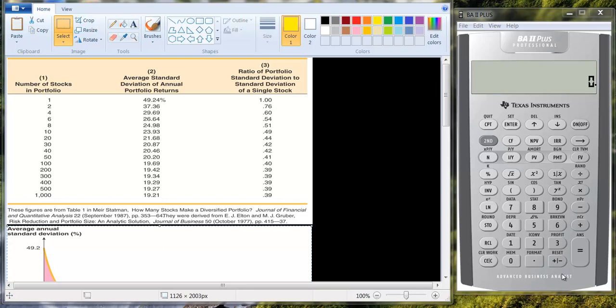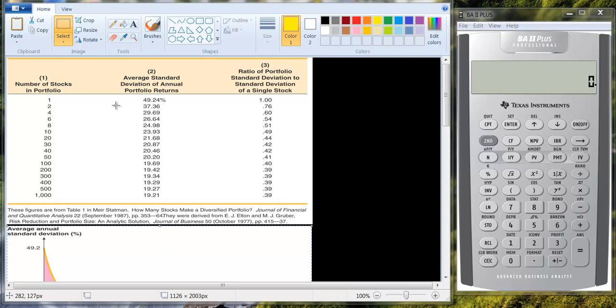I want to talk about the components of risk that make up the standard deviation of a portfolio. This table comes from a study, you can read the footnote here, by Meyers-Statman. What he looked at was the average standard deviation of portfolios with different numbers of securities in the portfolio.